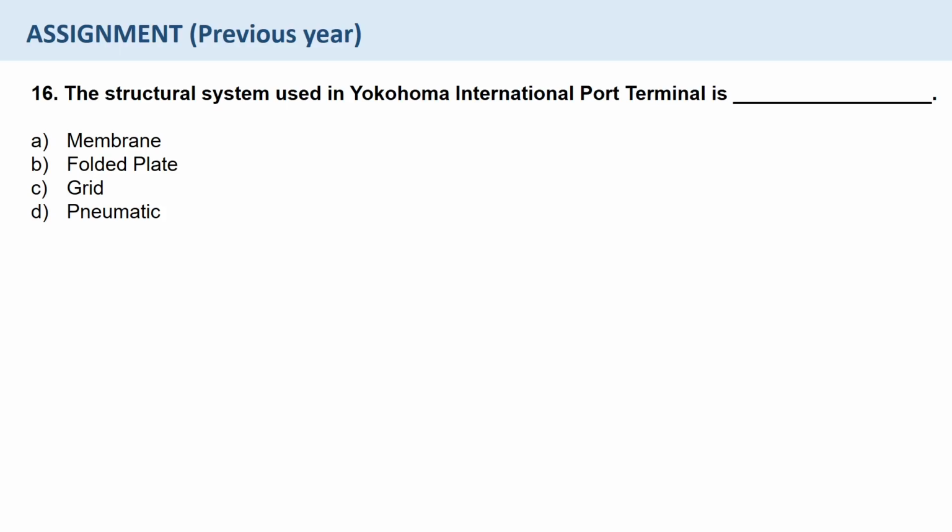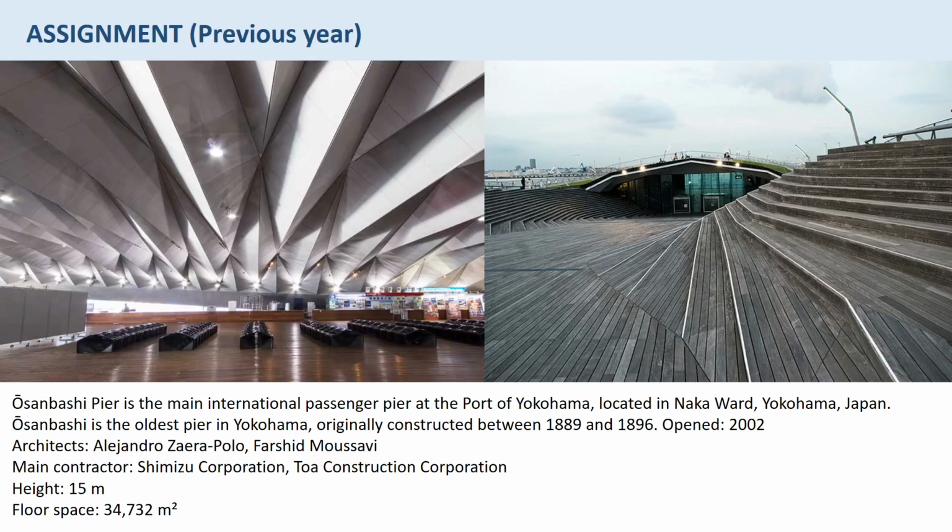16. The structural system used in Yokohama International Port Terminal is membrane, folded plate, grid, pneumatic. So this is how the Yokohama terminal looks like. Osanbashi Pier is the main international passenger pier at the port of Yokohama, located in Naka Ward, Yokohama, Japan. Osanbashi is the oldest pier in Yokohama, originally constructed between 1889 and 1896. It was opened in 2002. The architects were Alejandro Zaera-Polo and Farshid Moussavi. The height is 15 meters and the floor space is 34,732 square meters.